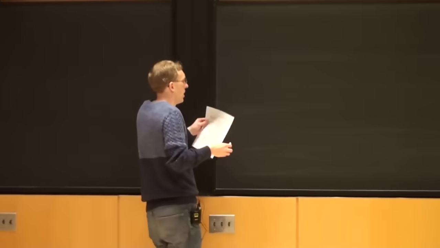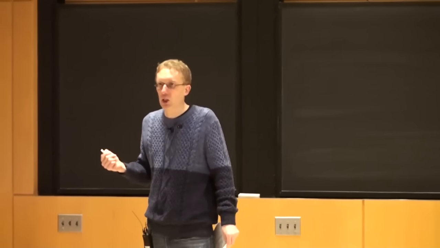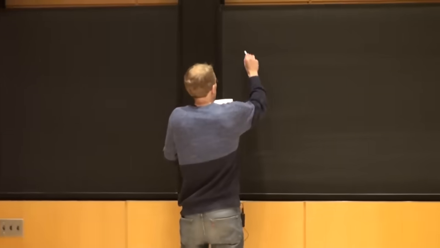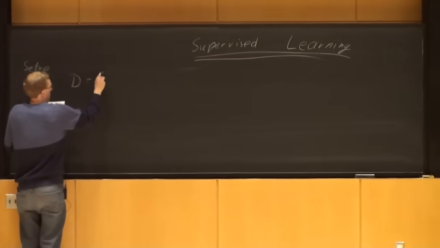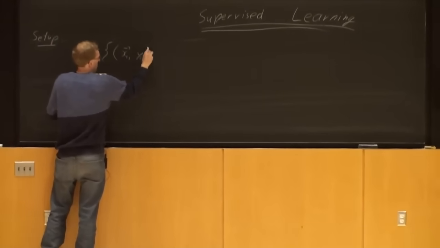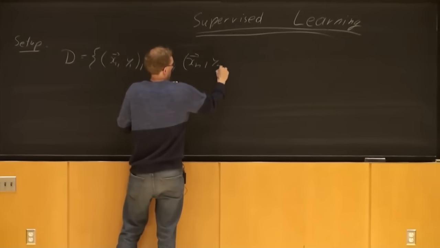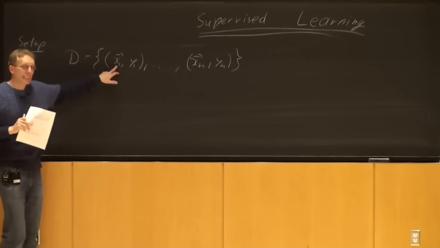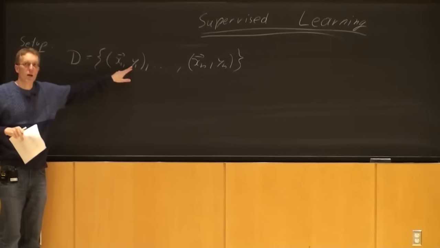So, on a high level, what supervised learning attempts to do is make predictions from data. The setup is you're given a data set, and we call this D, of data points and their labels. So we're given n pairs of points, where x is my data, and y is the output that I would like to generate. We call that the label.